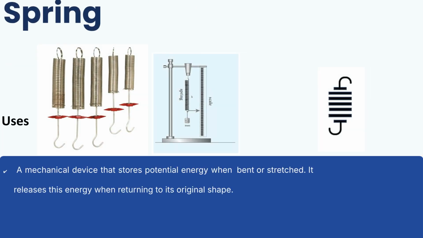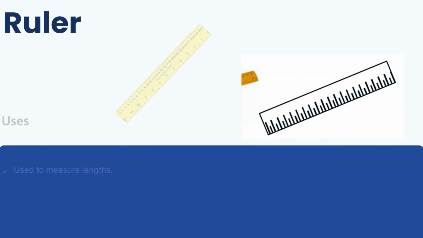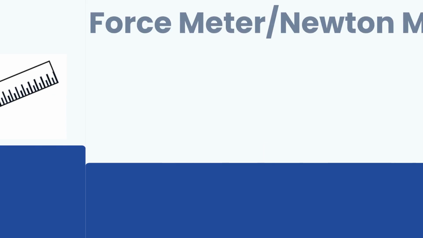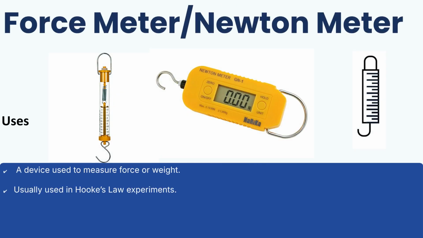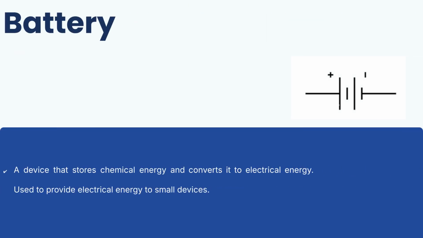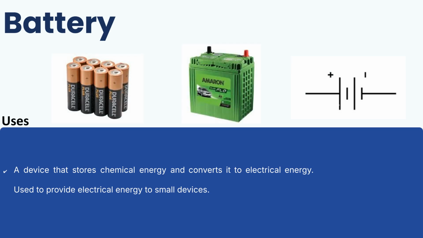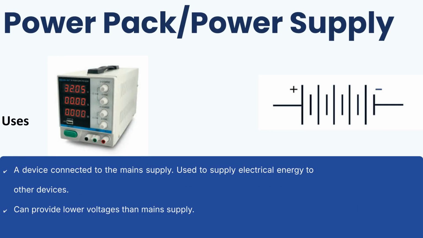A spring is a mechanical device that stores potential energy when bent or stretched, releasing this energy when returning to its original shape. A ruler is used to measure lengths. A force meter, or Newton meter, is a device used to measure force or weight. It is commonly used in Hooke's law experiment. A battery stores chemical energy and converts it to electrical energy, providing power to small devices. A power pack or power supply is connected to the main supply to provide electrical energy to other devices, often at lower voltages than the main supply.